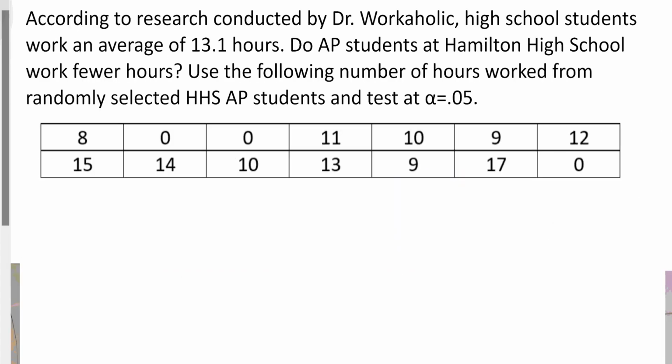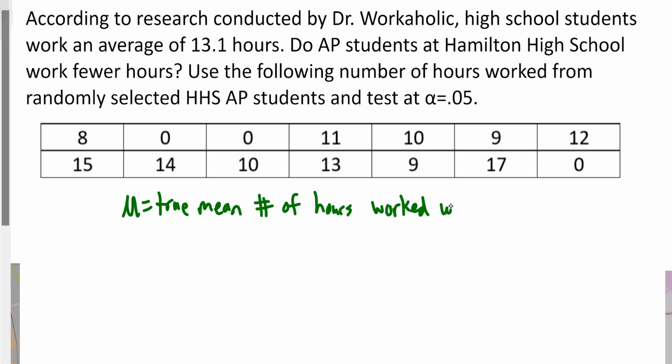We've got this scenario. We've got our data. We're going to walk through the steps of this recipe for doing a hypothesis test, and we're going to first state the parameter. So we're looking for the true mean number of hours that HHS students work in a week. So mu equals true mean number of hours worked weekly by HHS students.